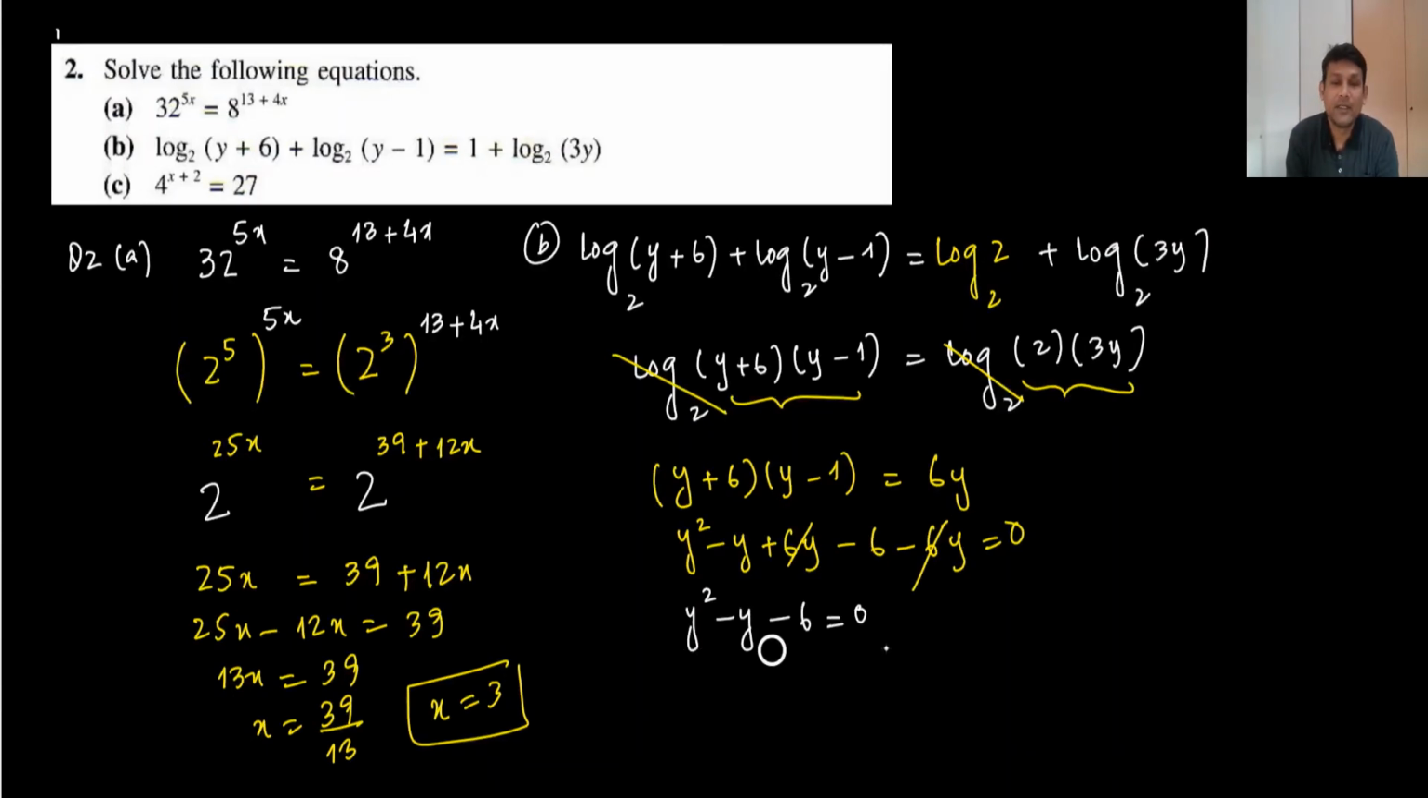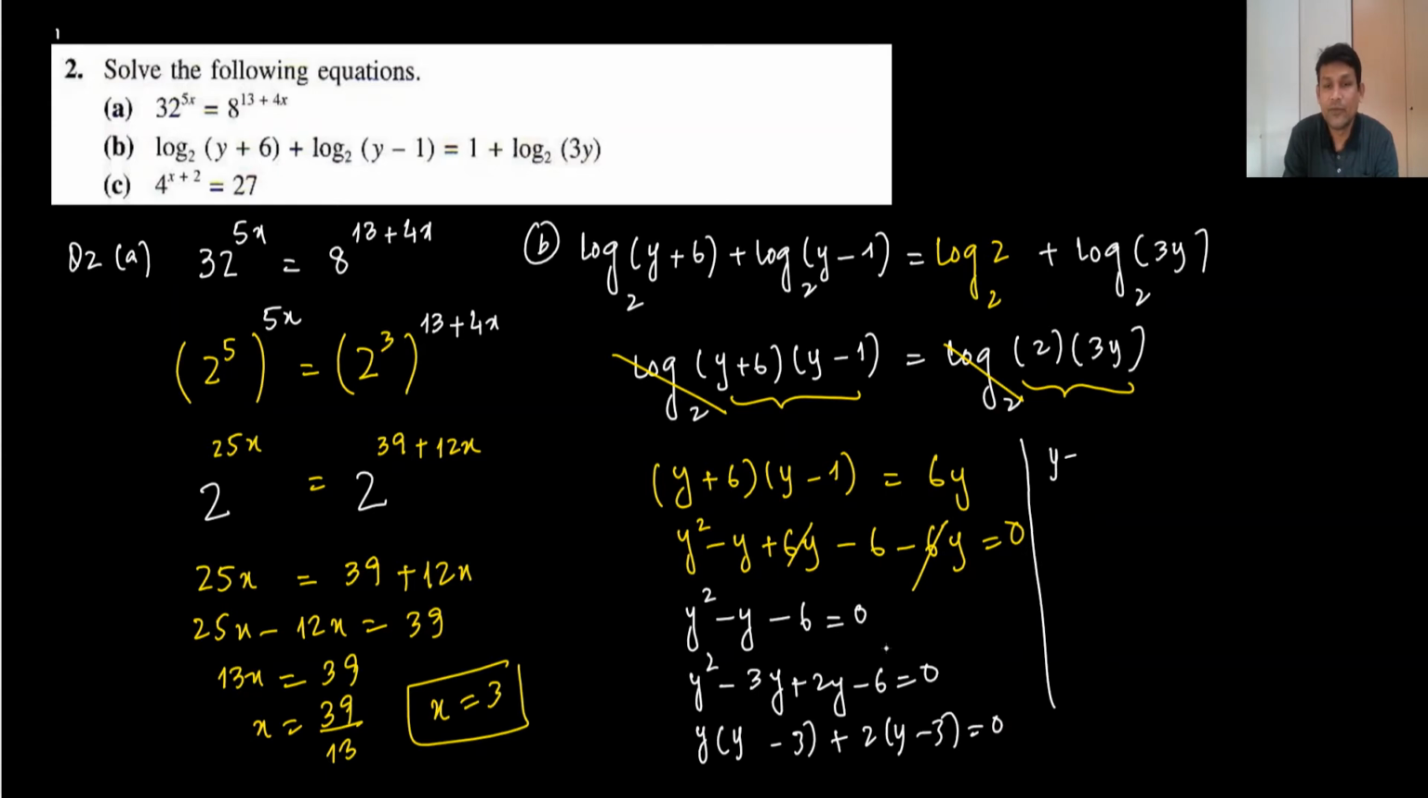and the factors are minus 3 and 2. We can write 3y plus 2y, so y is common, 2 is common. So finally we have (y - 3)(y + 2) equals 0.